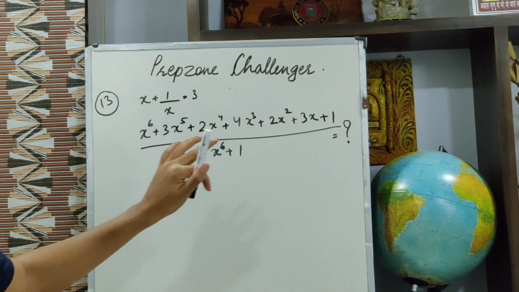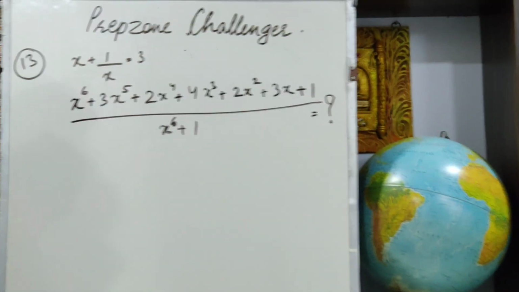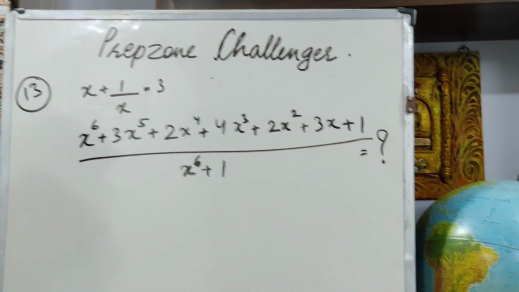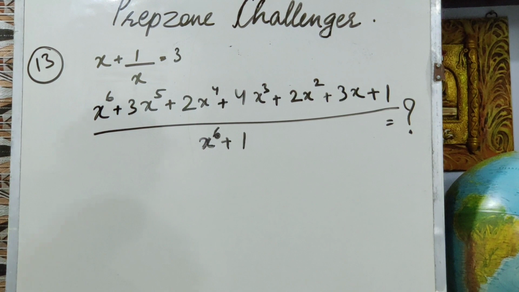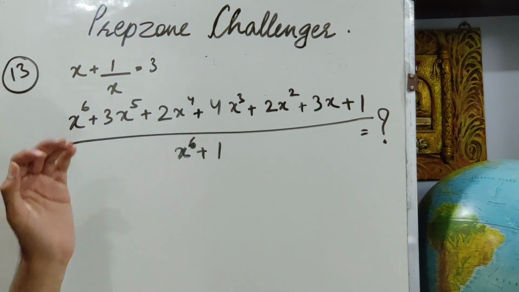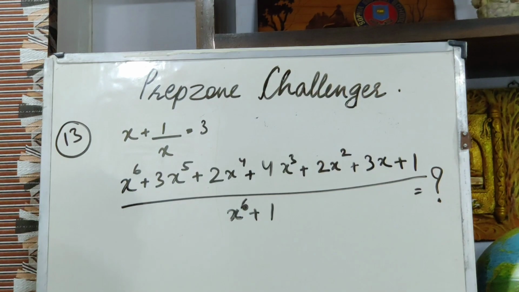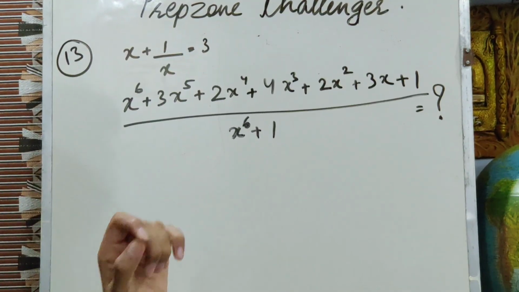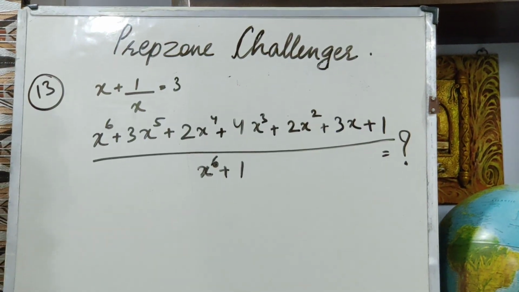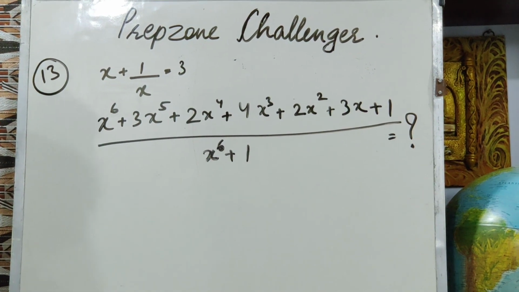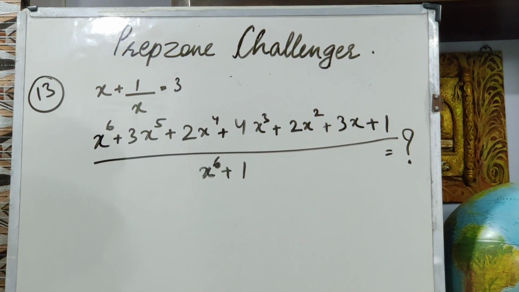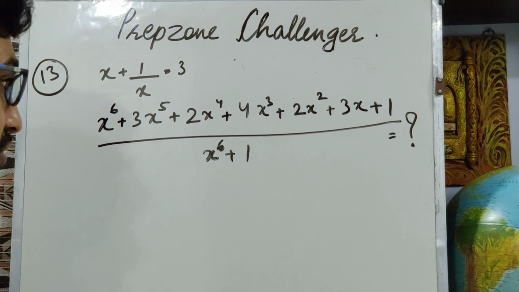Yes, I know the expression looks very scary, but let's just face it, it is CAT after all, right? The question says x plus 1 by x is equal to 3, and you need to find the value of this humongous expression. So pause the video, at least try to attempt this question and share the time taken, answer and your approach.